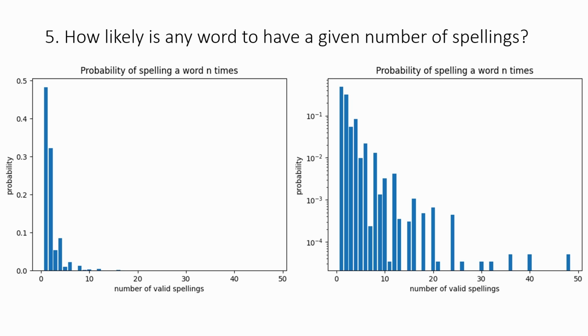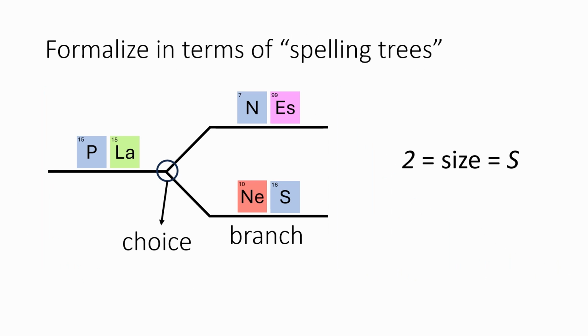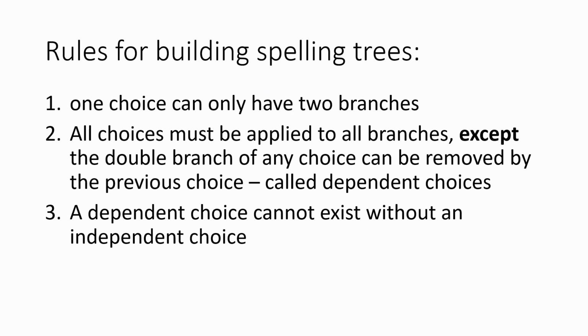There's a bunch of spellings early on that take a sharp 2 magnitude decrease in probability. And then the gaps get really large until 48. Why are these ones towards the beginning so uncommon and these ones towards the end common? So we're going to formalize this in terms of spelling trees. Their size will tell us how many spellings a given word has, and they will consist of choices and branches. So here are the rules for building them. One choice can only have 2 branches.